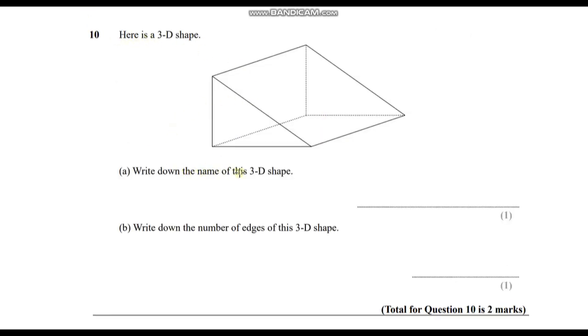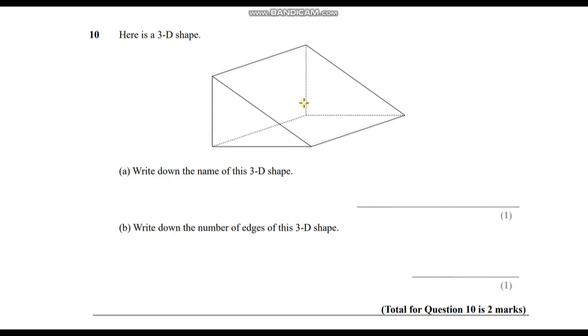Question 10. Here is a 3D shape. Write down the name of this 3D shape. Okay, well, it's a prism. I can see it's a prism because if you look at the cross-section, it's got a triangular cross-section and it's got the same cross-section throughout the whole shape.